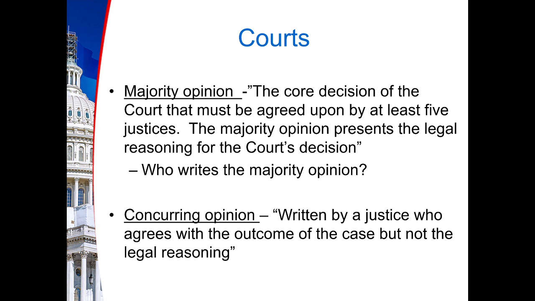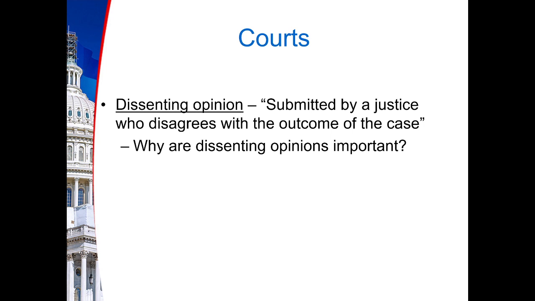The concurring opinion is written by a justice who agrees with the outcome of the case, but not the legal reasoning of the case. And so a justice might agree with the final outcome, but feel that a different legal reasoning should apply in this case. These are not considered the precedent that's established, but are taken as sort of advice for future court cases.